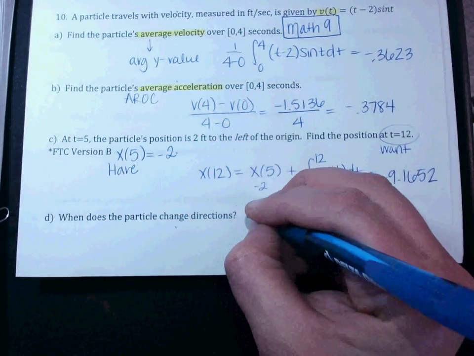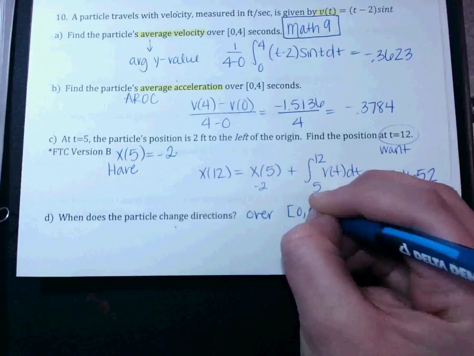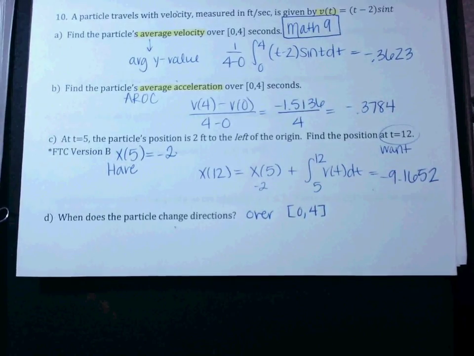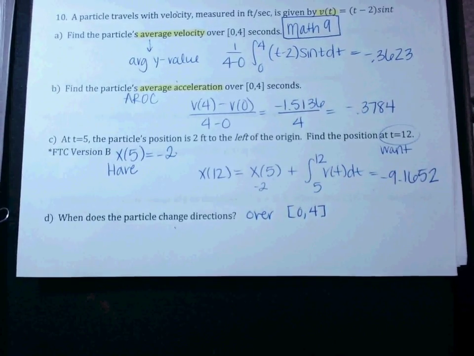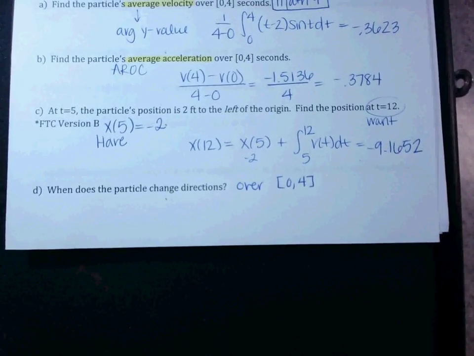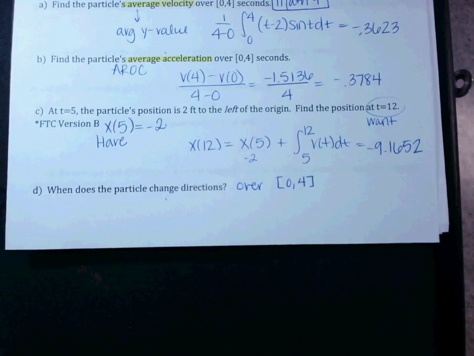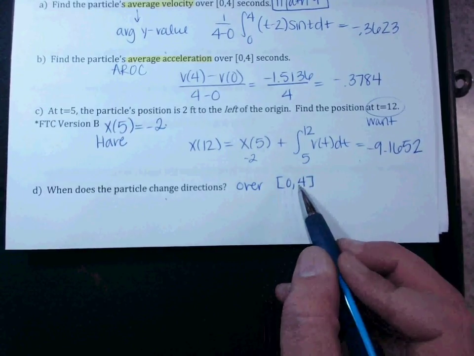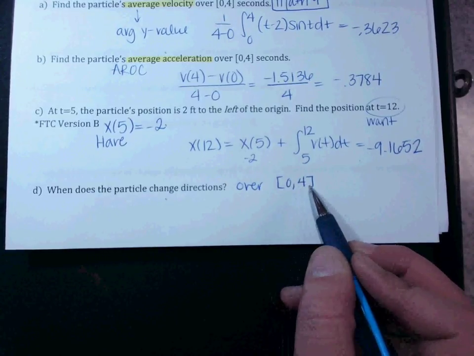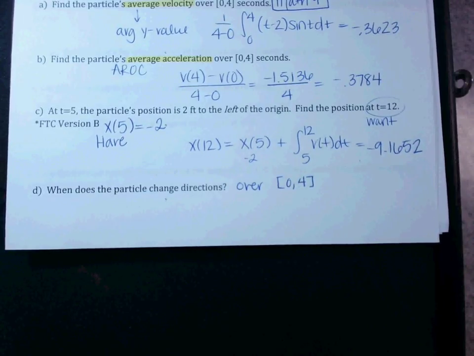I want you to edit that over 0 to 4. Otherwise, it changes direction like a gazillion times, and we don't want all those times. Okay? So how would I find when it changes direction if I don't want to set it equal to 0 by hand? Look for where it changes sign, and you can do that most easily in the graph. So graph your equation 0 to 4, and then I want you to find there are two places that your v of t changes sign.